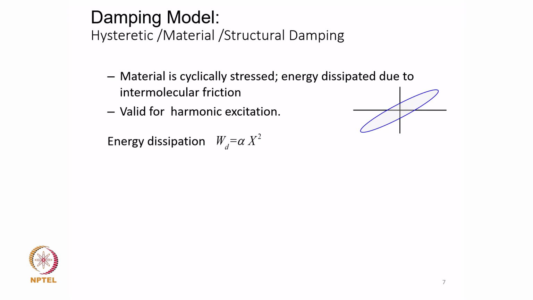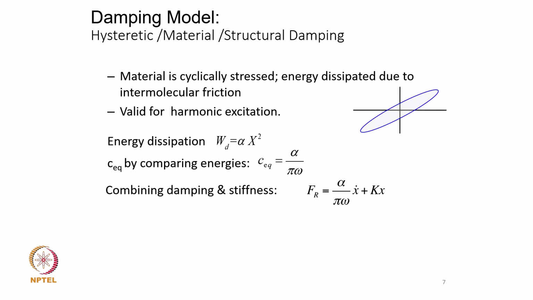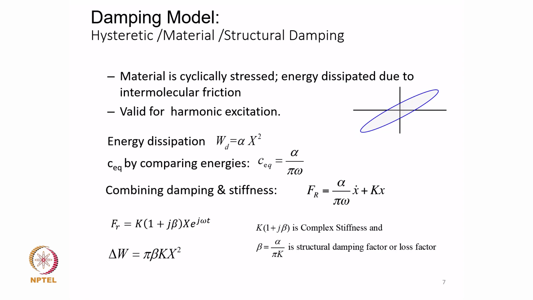Energy dissipation for hysteretic damping is proportional to square of the amplitude. So, therefore, we wrote it as alpha x square, and therefore, C equivalent has been obtained by this expression, and then when we combine these two, we could write it, and finally, the expression that we got is complex stiffness times the displacement, and beta is the loss factor or a structural damping factor. If we substitute for alpha in the expression of omega d, that is the energy dissipated in a cycle, you get the expression for energy dissipated in a cycle in terms of the loss factor beta, right.